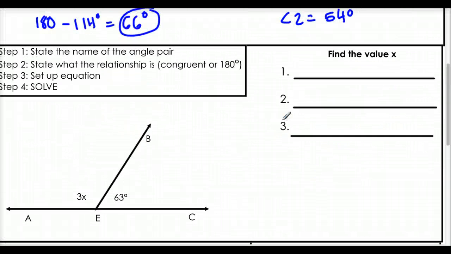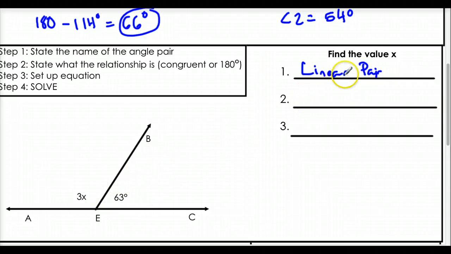Alright, let's solve some real problems now. We want to find the value of x. Here are the steps that you have to follow to do this. First thing you should do is look at this and say, what kind of angle pair is this? This is clearly a linear pair because there's a straight line there. These two are a linear pair.